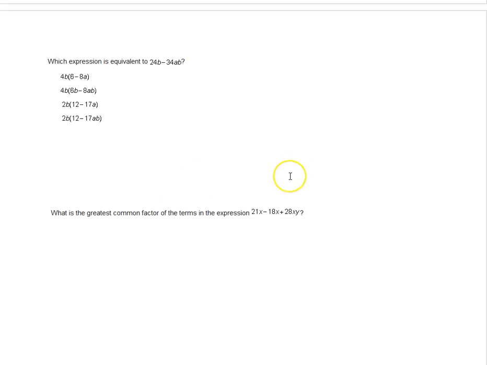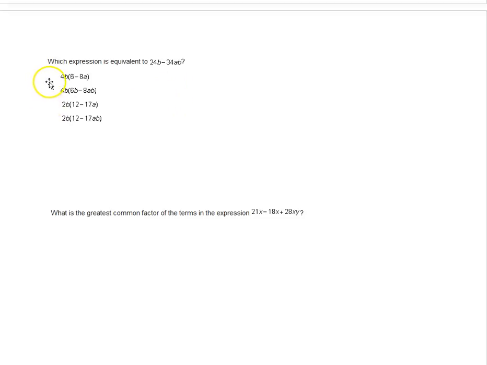Here are two final problems that also call us to be able to do some common factoring, looking for common factors. In this first problem, it gives us this original expression and says, can you find something that's equivalent? Or in other words, when I multiply these expressions together, which one will give me this answer?